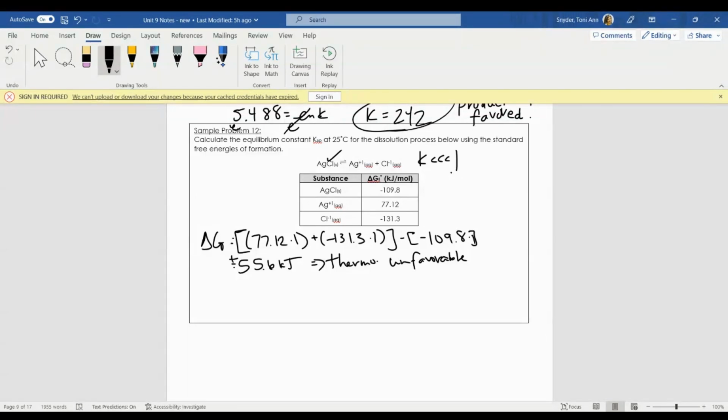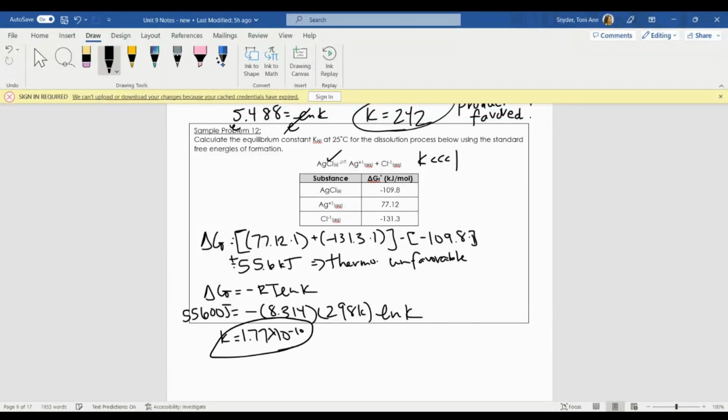Let's see if I get that when I plug my value for delta G into delta G equals negative RT ln K. Delta G is 55.6 kilojoules. Let's change that to joules: 55,600 joules is equal to negative 8.314, still at 25 degrees, so that's 298 Kelvin, times ln of K. I'm not going to walk you through the math here. If you do this correctly, however, you should get a K value equal to 1.77 times 10 to the negative 10th. Now this makes sense.